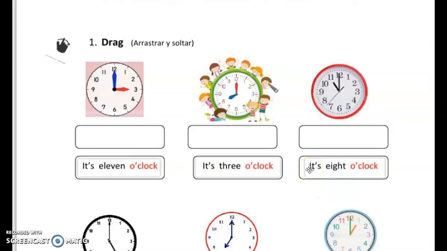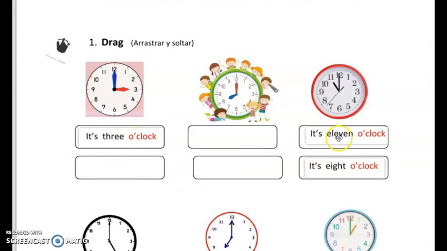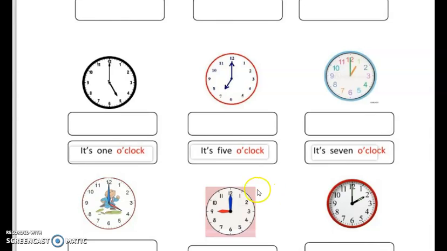Now we're going to do a small bit of practice on telling the time. So the first clock here, you have a clock here and here. Here is the written word. It's 11 o'clock. It's 3 o'clock. It's 8 o'clock. So we need to match them. So it's 3 o'clock. It's 11 o'clock. And it's 8 o'clock.